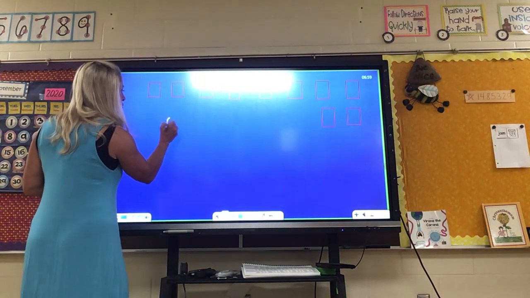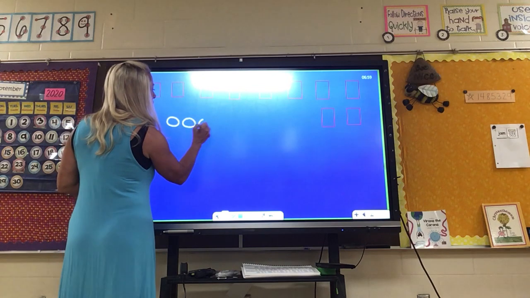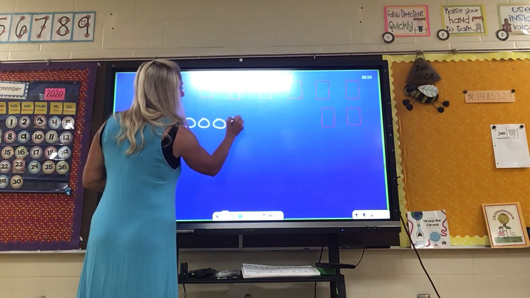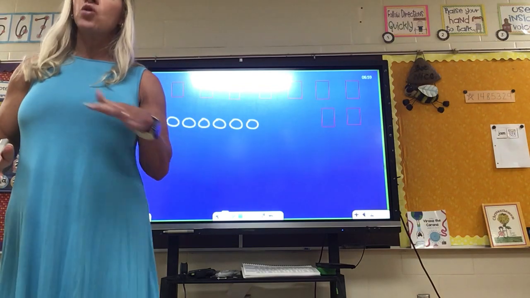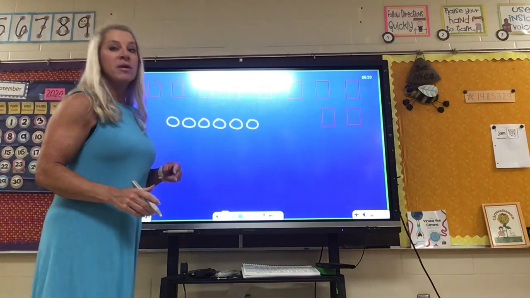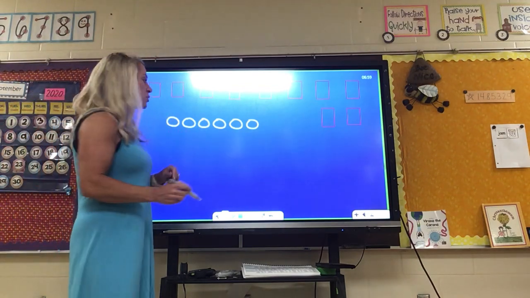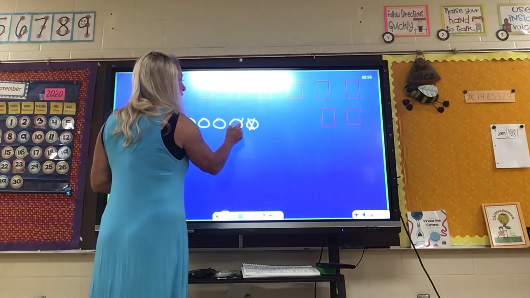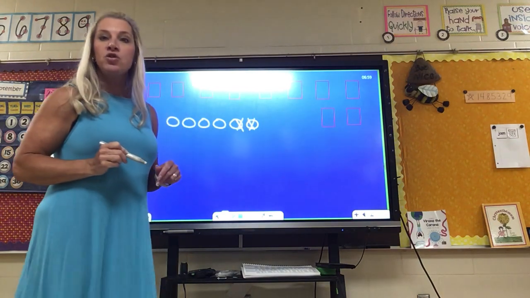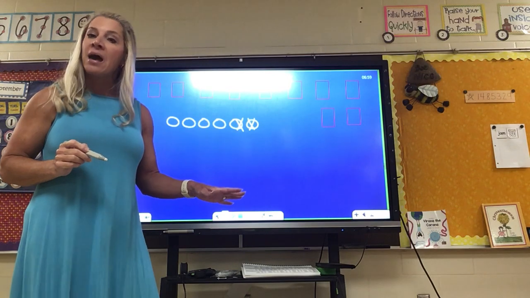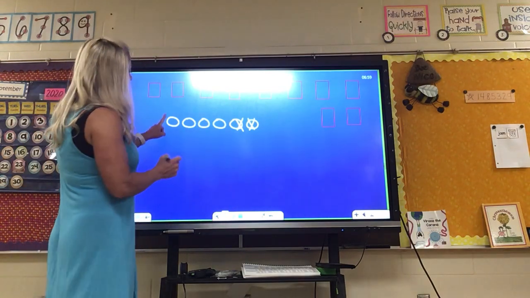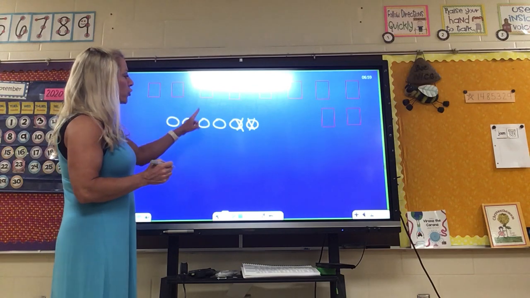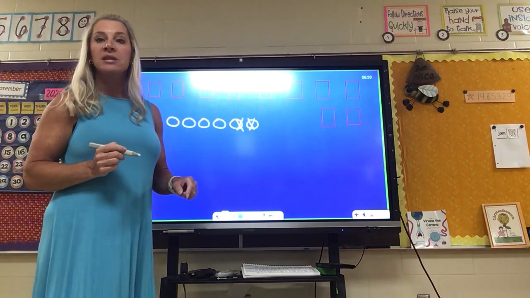Let's draw our circles, because remember that's easier. 1, 2, 3, 4, 5, 6. I draw 6 because that's how many I start off with. But I gave my little brother 2 of those. So I can cross those out. Doesn't really matter which ones you cross out. I just always start at the back because that's easier for me to keep up with. So now I can count. I have 1, 2, 3, 4 bills left.